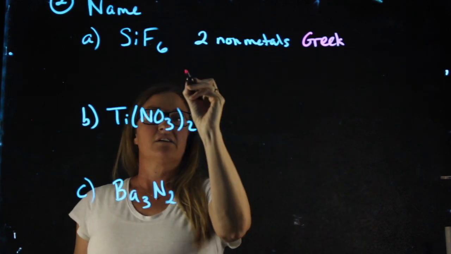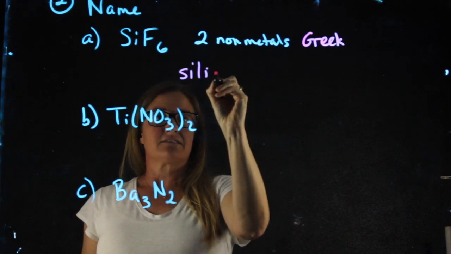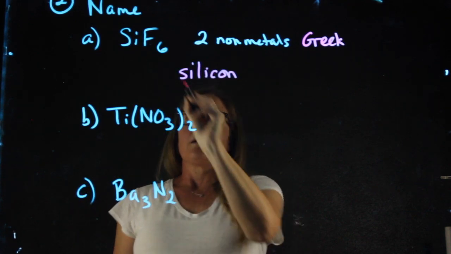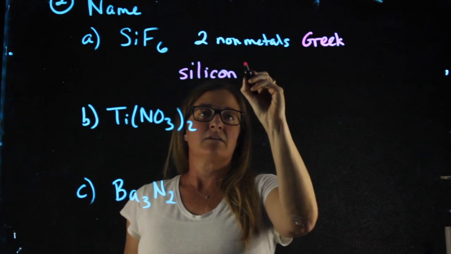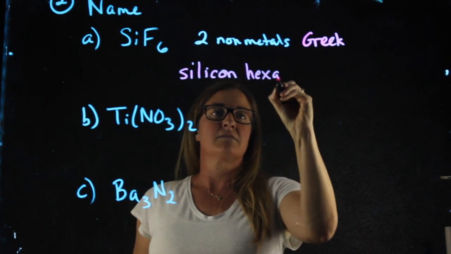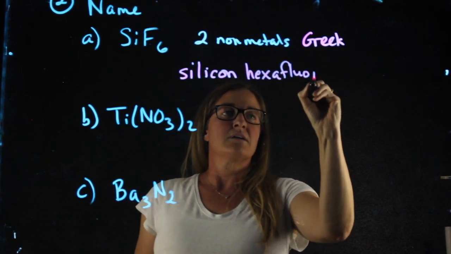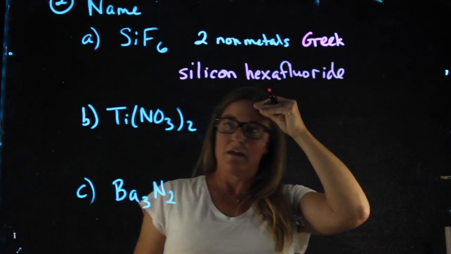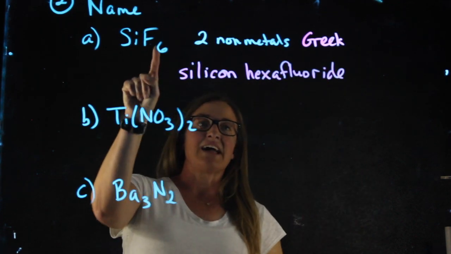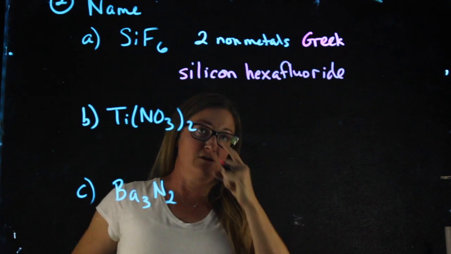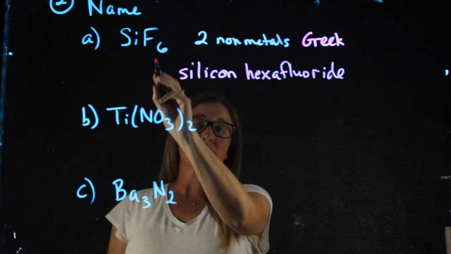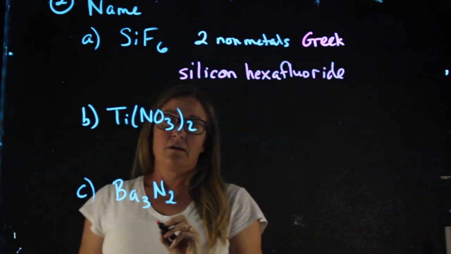I have 1 silicon. I don't need a prefix. I have 6 fluorines. The prefix for 6 is hexa. Silicon hexafluoride. If I had had one of the second thing, I would have had a prefix and used mono. Make sure to review other examples of that.